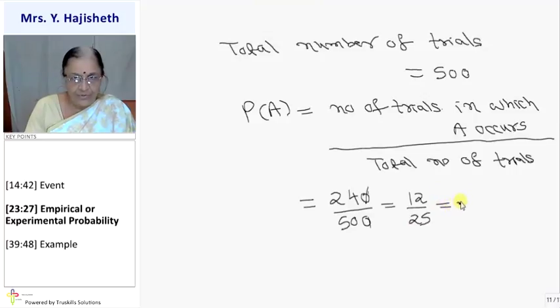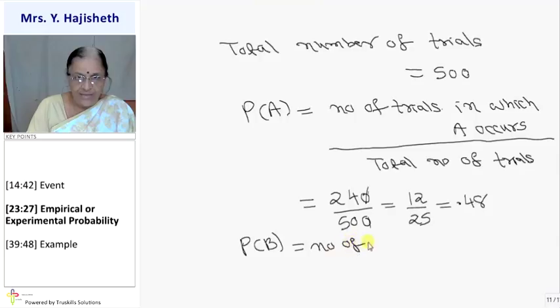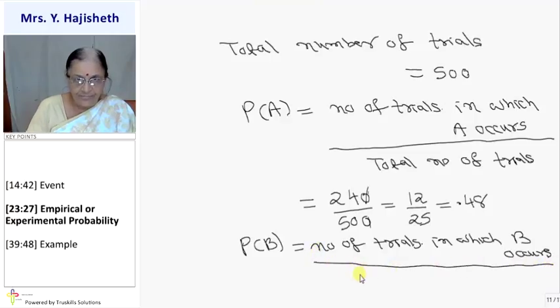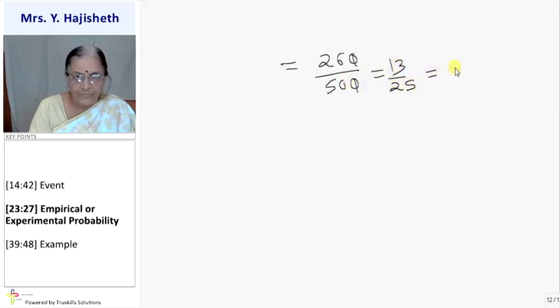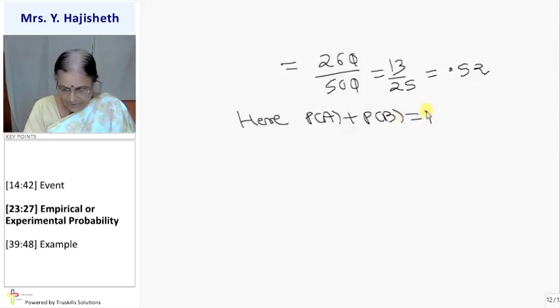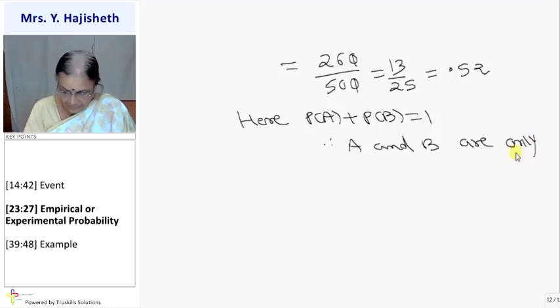In decimal, that is 0.48. And probability of B, meaning event where tail occurs: the number of trials in which B occurs upon total number of trials. So it is 260 upon 500. So it is 13 by 25, which is 0.52. Clear? Here P(A) plus P(B) is 1. So A and B are only two possible outcomes.